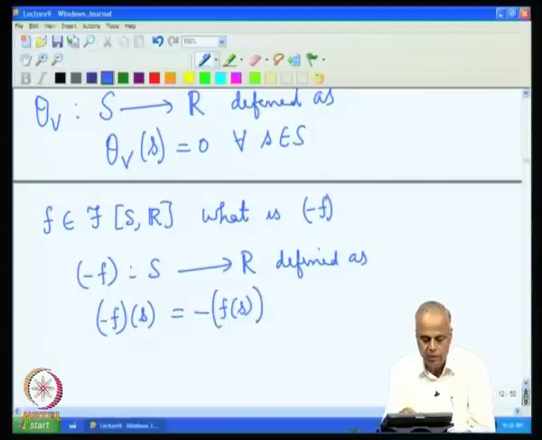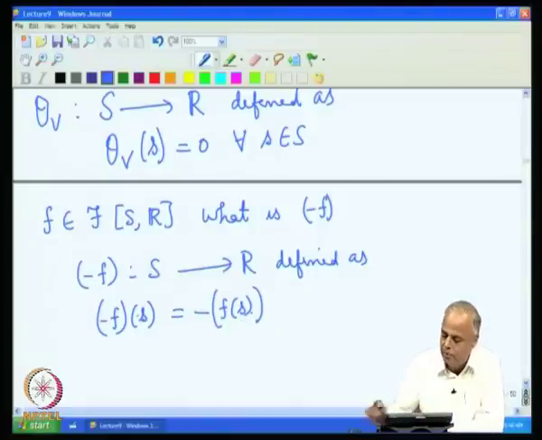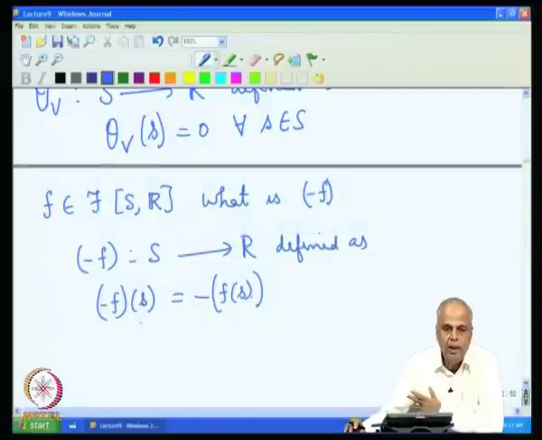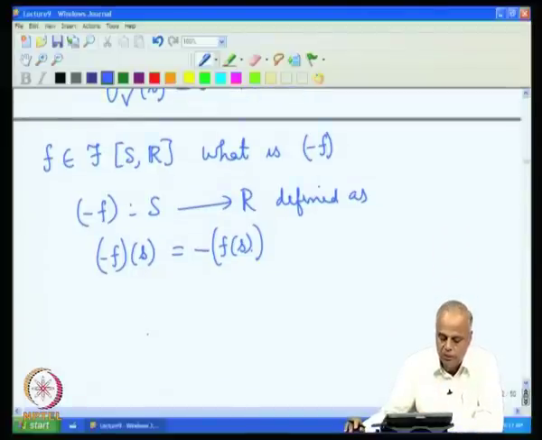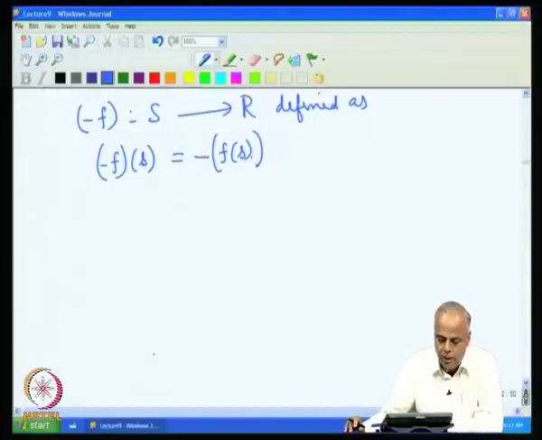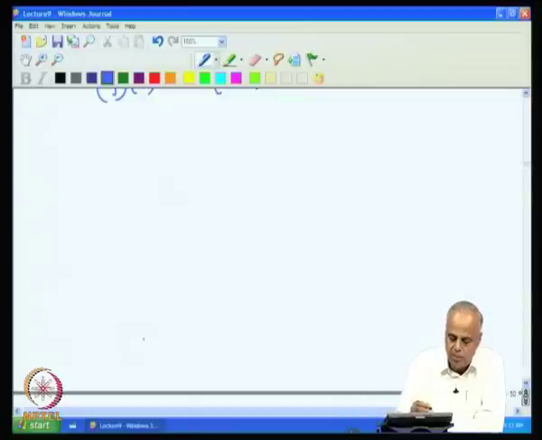The value of F is given, because F is given, and we are trying to find the negative of F. The moment you know F, at any point you evaluate its value, which is a real number. Take the negative of that real number and you get another real number. That real number is called minus F of S, the value of the function minus F at the point S. So we have the vector space of all functions from S to R. Let us look at some very specific examples in this.